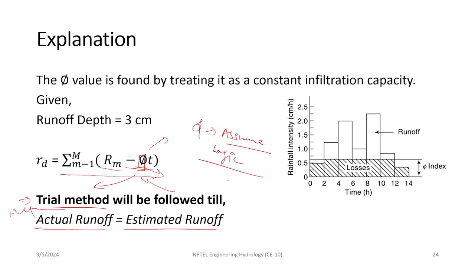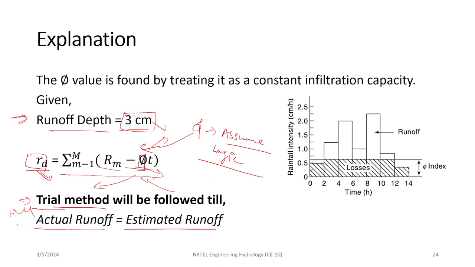Definitely it won't be like I'm assuming 1, I'm assuming 2. There should be a logic. I will be telling you how we will be assuming that value, and we will put this phi value in this formula and compute actual runoff. So actual runoff will be computed like this, and you can see that we have already been provided with runoff depth. That is, we can say, the estimated runoff. From the data itself, they have given that estimated runoff. What could be the estimated runoff?